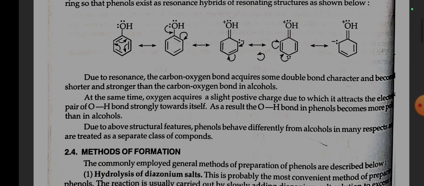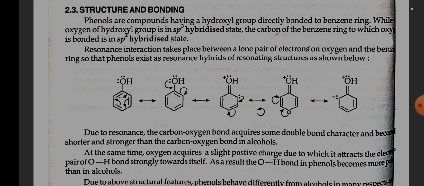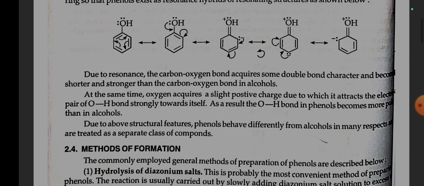2.3 Structure and bonding. Phenols are compounds having a hydroxyl group directly bonded to benzene ring, while oxygen of hydroxyl group is in sp3 hybridized state. The carbon of the benzene ring to which oxygen is bonded is in sp2 hybridized state. Resonance interaction takes place between a lone pair of electrons on oxygen and the benzene ring, so that phenols exist as resonance hybrids of resonating structures as shown below.